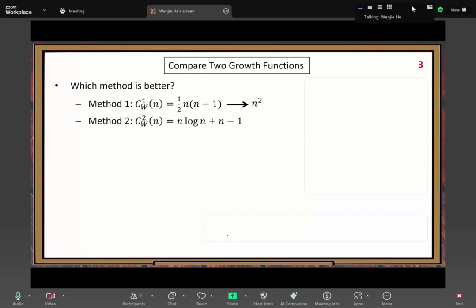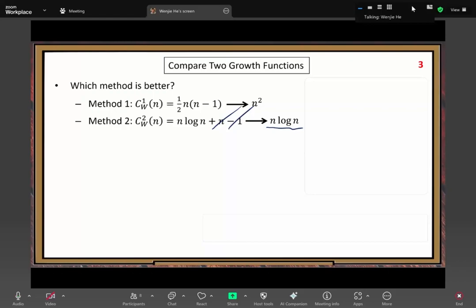So the growth function from the first efficiency function is n squared. And when you look at the growth function of the second efficiency function, we cross out minor terms, right? The first step. After that, the leading coefficient is already 1, so we keep it. So n log n. So you can see after we extract growth functions from these two efficiency functions, their forms are much simpler, right?